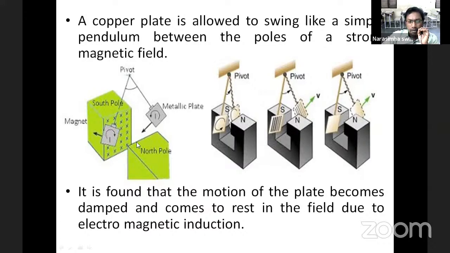Magnetic field means that between the north pole and south pole, lines of force are passing through. So this metallic block is entering into the lines of force. Entering the lines of force means a change in magnetic flux. Magnetic flux is changing. What happens? It induces current.